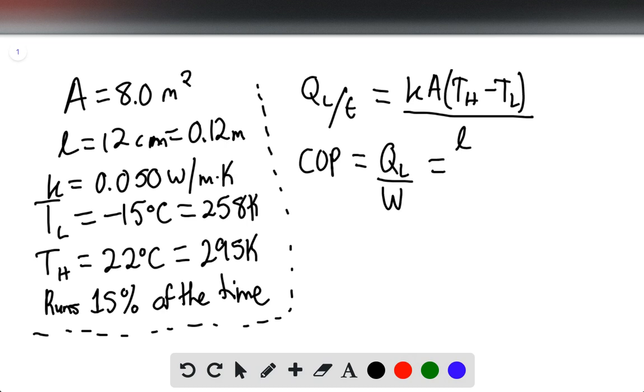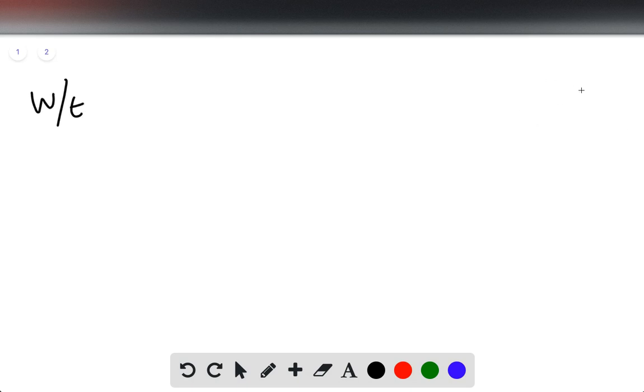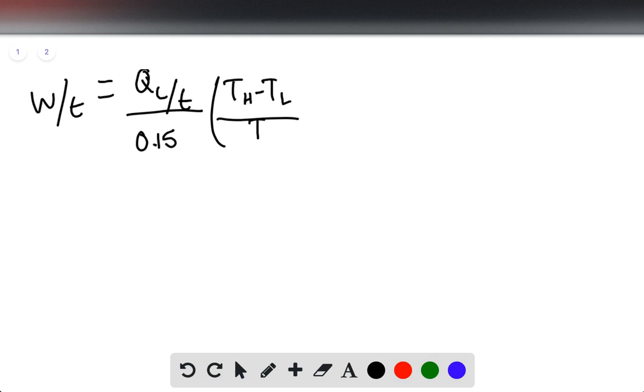and we can say that this is going to be Q sub L over T, and we can say W over T. Now, T can't be only T, it has to be 0.15 T, because again, this is only running 15% of the time. And this will equal T sub L over (T sub H minus T sub L). So using this, we can actually relate and say work over time, or power, is going to be Q sub L over time divided by 0.15, and this will be times (T sub H minus T sub L) divided by T sub L.